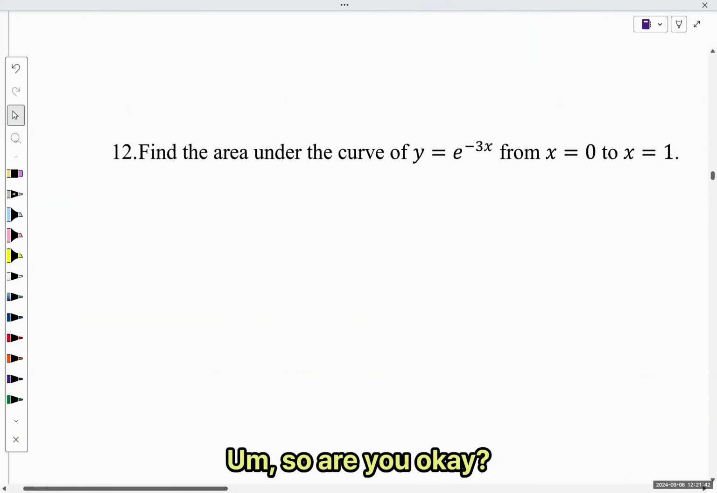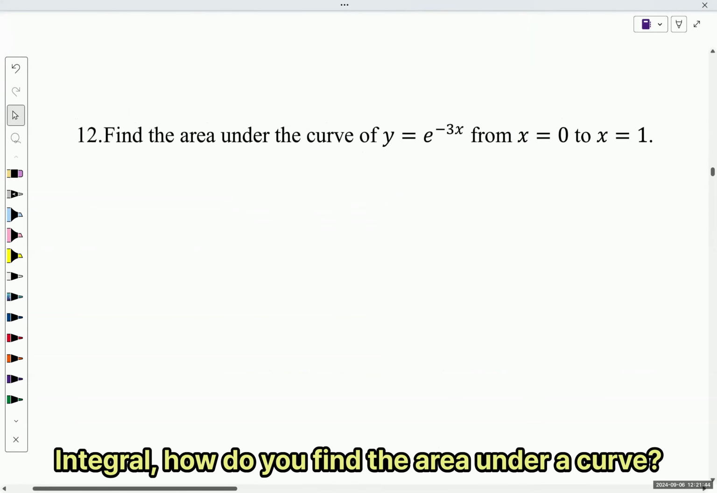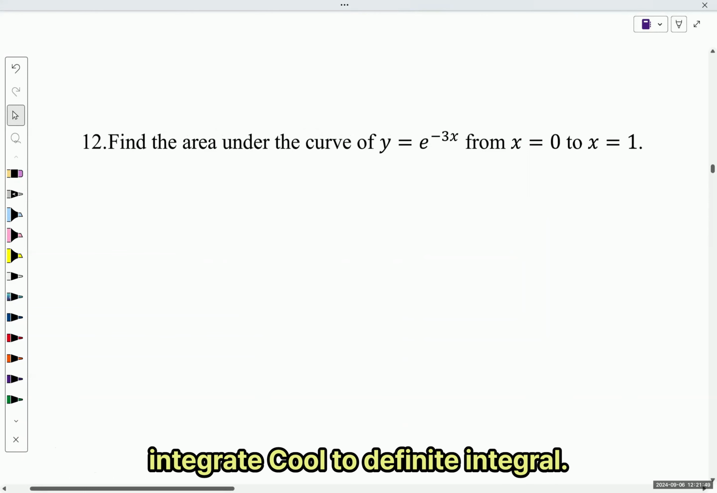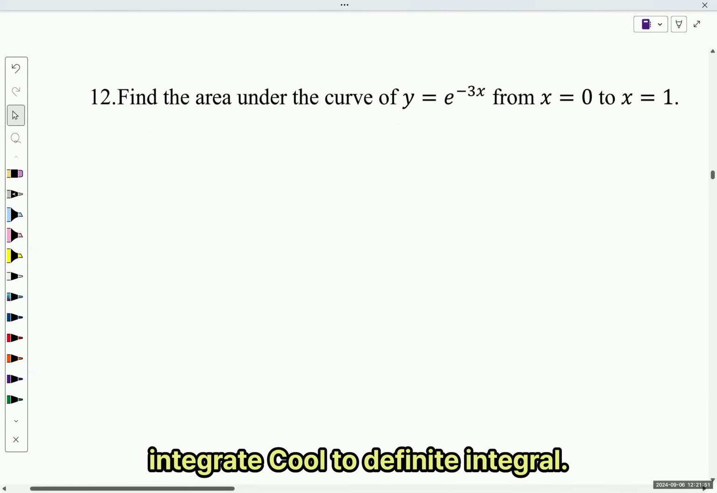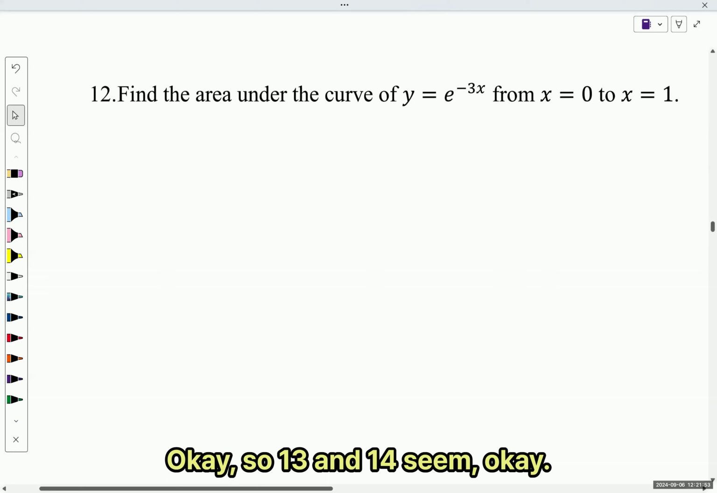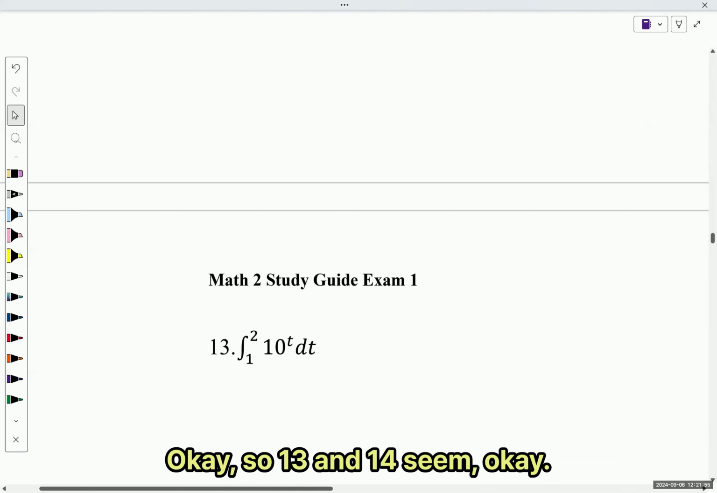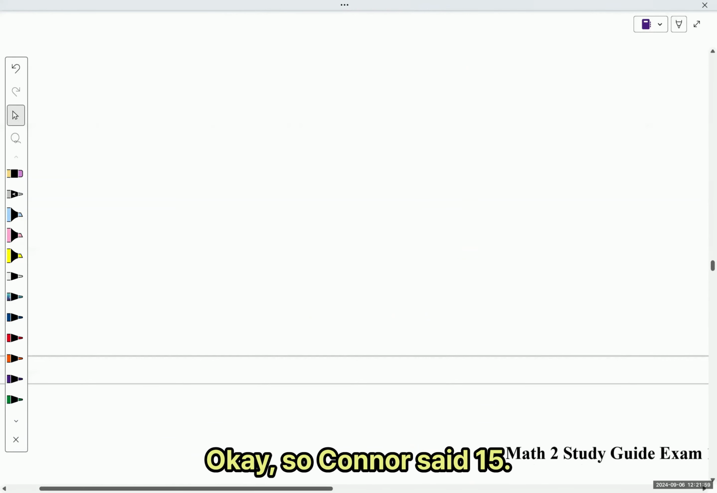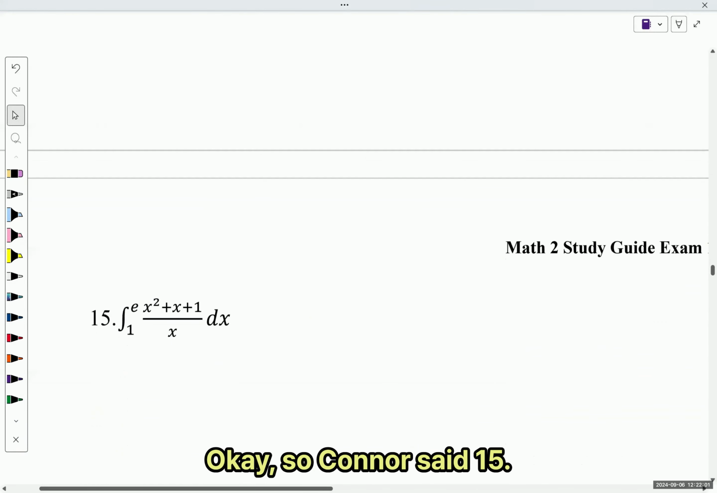So are you okay with 12, even though it's not written as an integral? How do you find the area under a curve? Integrate it? Cool. It's a definite integral. It's pretty straightforward. Okay. So 13 and 14 seem okay. Okay, so Connor said 15?